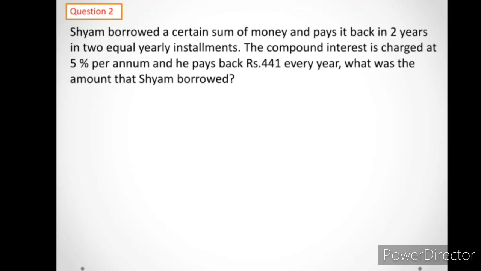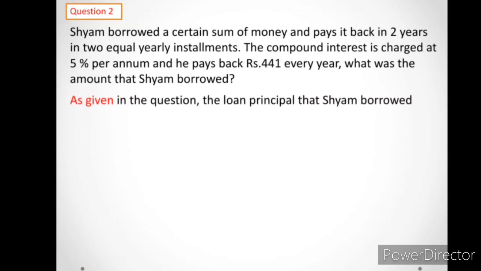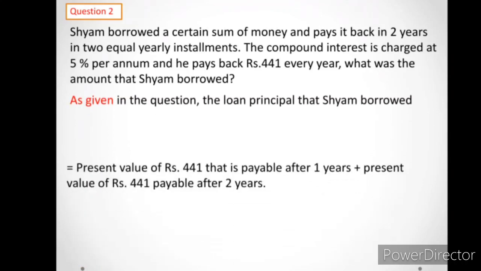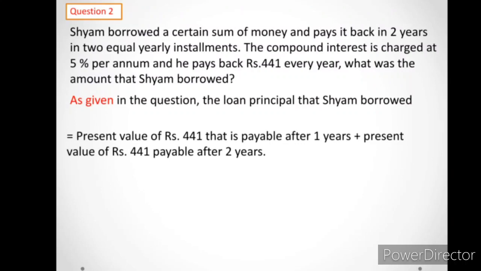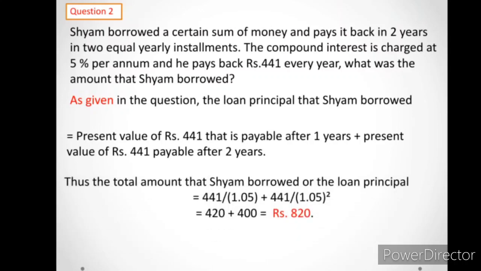So we need to solve this question inversely. As given in the question, the principal that Shyam borrowed equals the present value of rupees 441, that is payable after 1 year, plus the present value of 441 payable after 2 years. Thus the total amount that Shyam borrowed, or the loan principal, equals 441 divided by 1.05 plus 441 divided by 1.05 whole square, that is equal to 420 plus 400, that is equal to 820. So the total amount that Shyam borrowed was rupees 820.